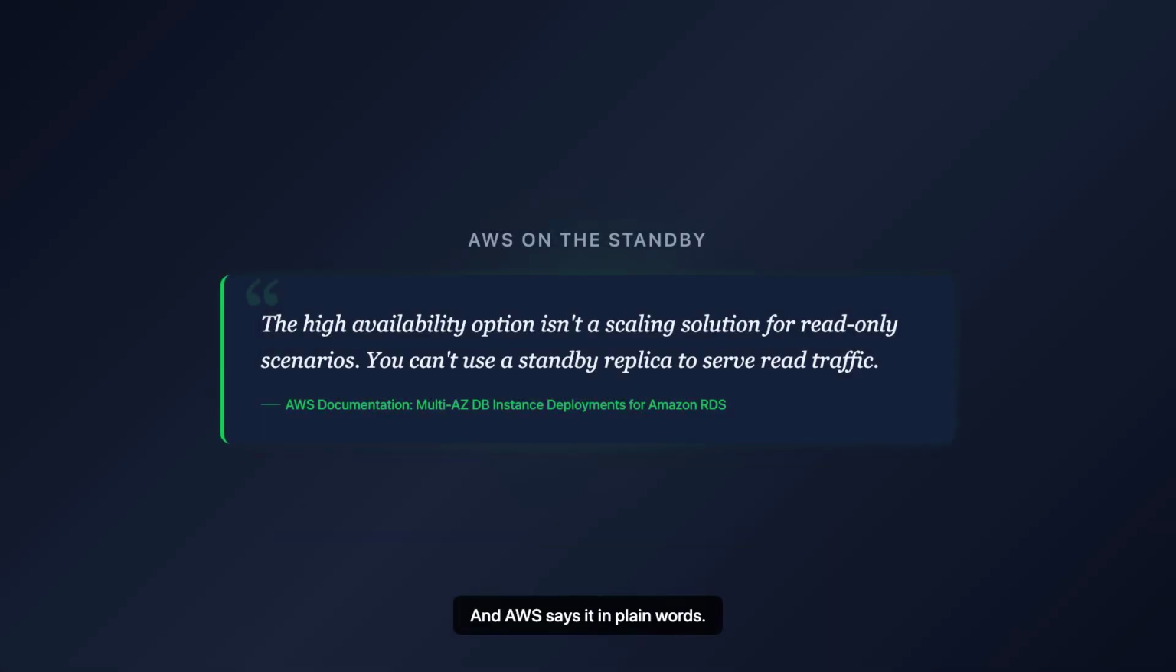And Amazon Web Services says it in plain words. The high availability option isn't a scaling solution for read-only scenarios. You can't use a standby replica to serve read traffic. That single sentence kills the read from standby distractor every time it appears. Classic single standby multi-AZ is for availability, full stop.